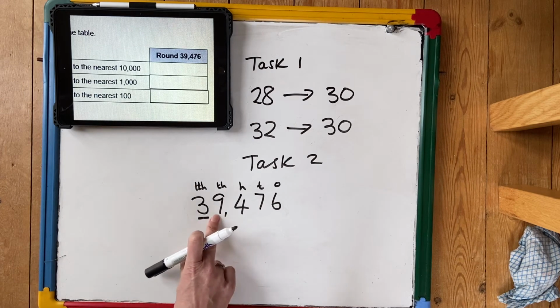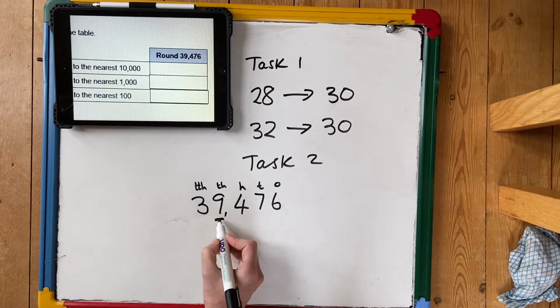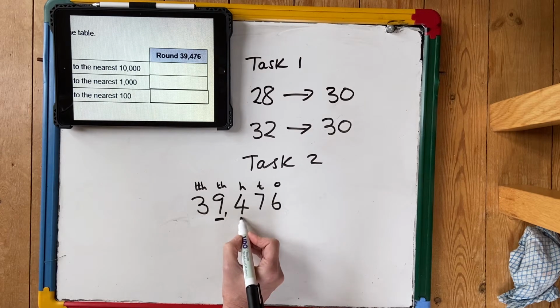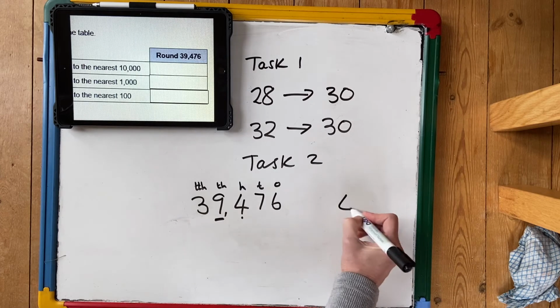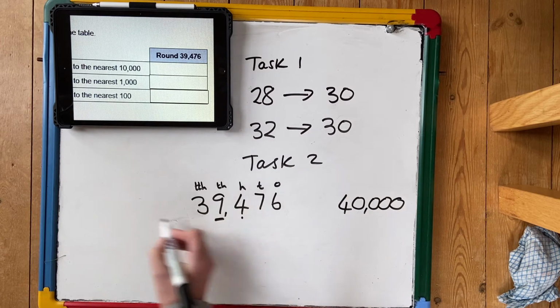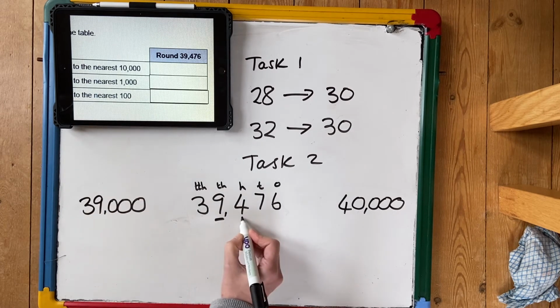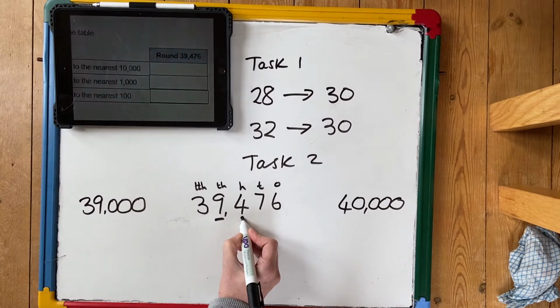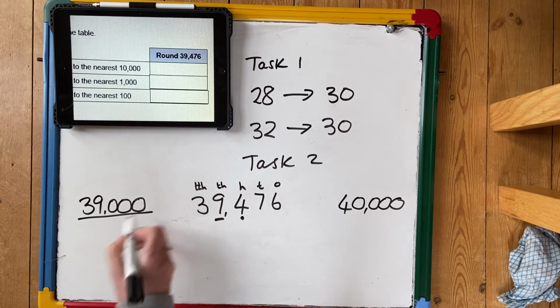So which digit is in the thousands column? So the 9 is in the thousands column. So remember, you need to look at the next digit. So are you going to round up to 40,000 or are you going to round down to 39,000? So looking at the next digit is a 4. So remember, if it's 4 or less, you round down. So there's your answer.